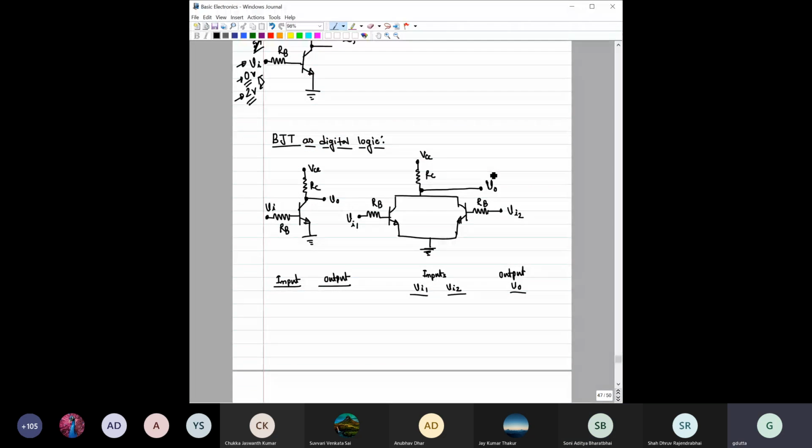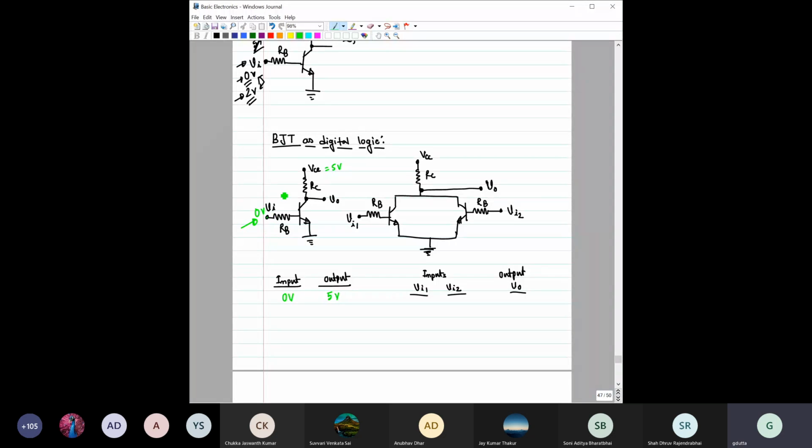Okay, then now how can a BJT be used in digital logic? To start with, consider a very basic circuit. So consider this circuit here. If you give an input voltage here, say the input voltage is 0 volt, then what would be the output voltage? If it is 0, then there is no current, so the output voltage would be VCC. Say VCC equal to 5 volt. Then this would be 5 volt only, right?